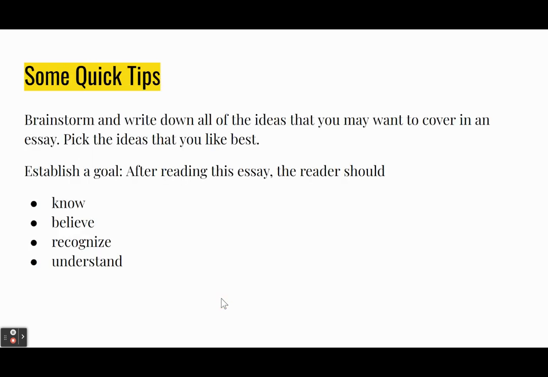Brainstorm. Write down all the ideas, pick the ones you like best. Remember, you're not doing everything. What's the goal? After reading this essay, the reader should. Should they know something? Should they recognize something? Should they believe something? The reader should. Eliminate that when you're finished with the essay and you're turning in your final draft, but have that sentence in front of you when you're writing the essay. Use that as a guide to write your thesis.